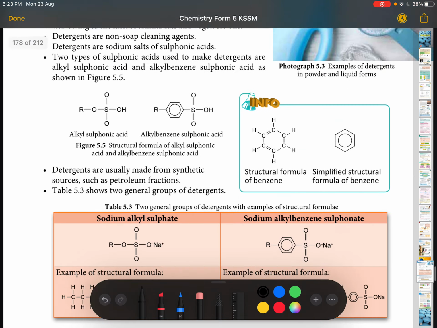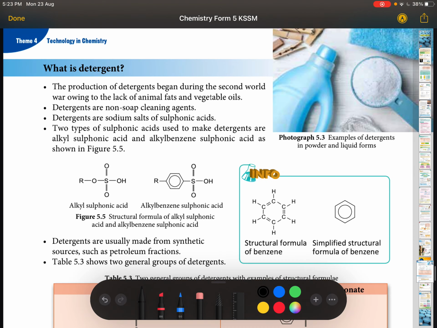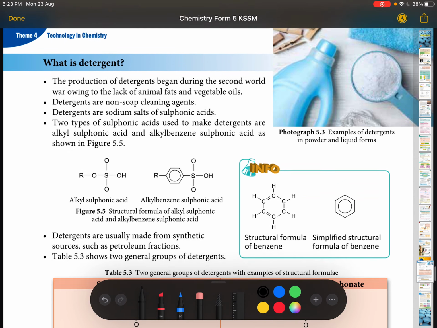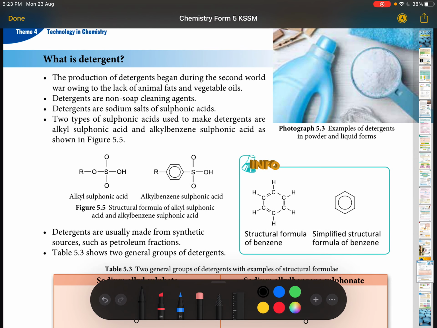Okay. How about detergent? Detergents are made because there were not enough oils to make soap. So instead of soap, you use detergent. Detergents are actually sodium salts of sulfonic acids. So number one, instead of being sodium or potassium, it has to be sodium. Well, at least the examples here are sodium.